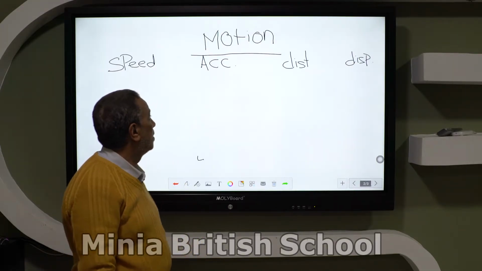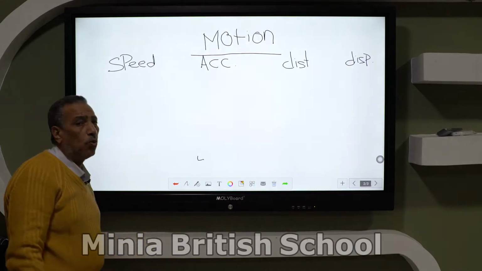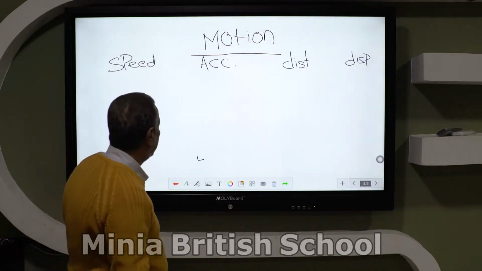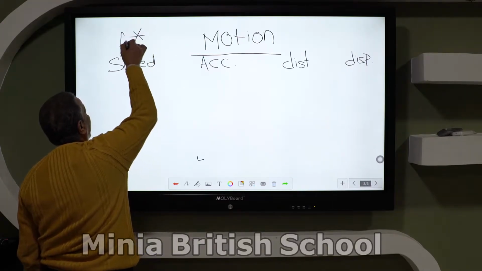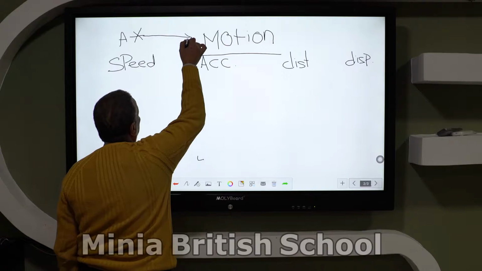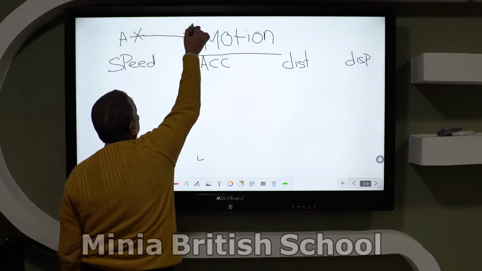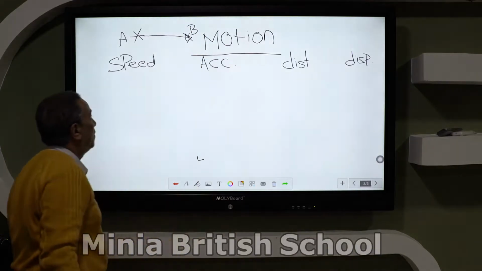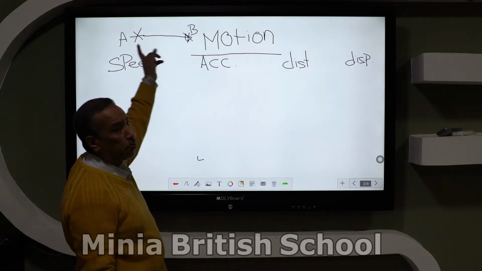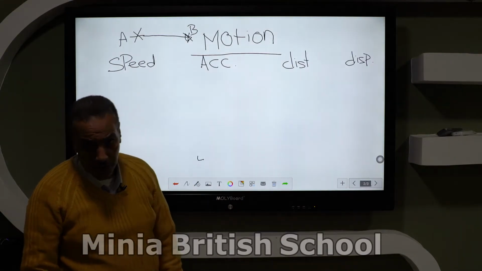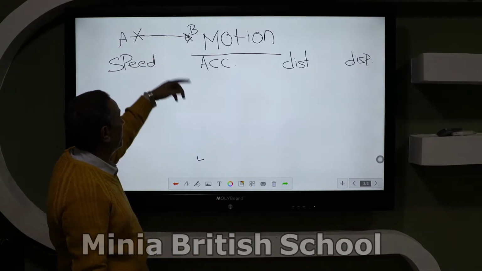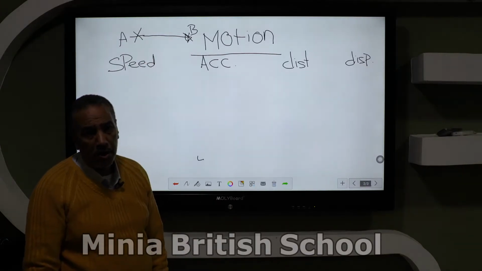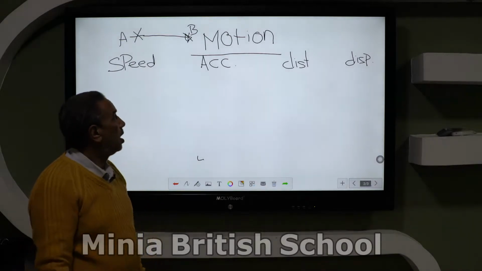Now we are going to make a revision for chapter 1, which is the motion of the first term. First, what is the motion? If I have a body here, its position is A, and it is going to transfer to another position, which is B. That means I have a change in the object's position per unit of time. This is the meaning of the motion. So again, the motion is the change in the object's position per unit of time.